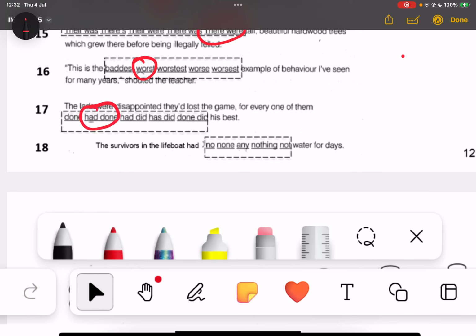18. The survivors in the lifeboat, something water for days. This had no water for days, had none water for days, had any water, had nothing, had not water. Well, this will be the survivors in the lifeboat had no water for days. They had no water for days.